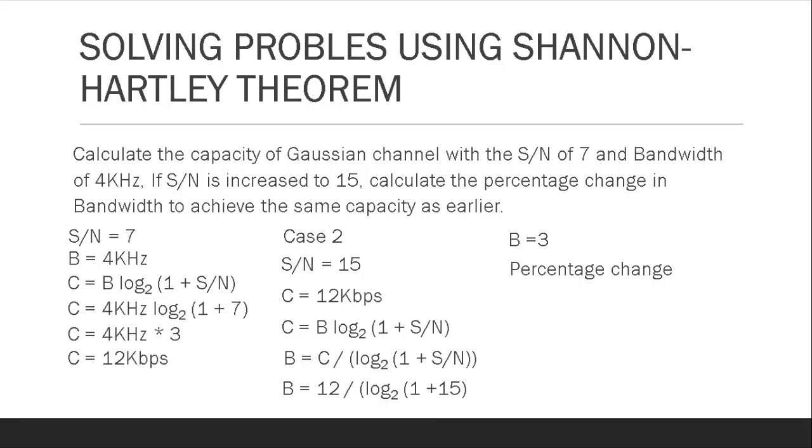And as stated in the problem here, we will calculate the percentage change in the bandwidth to achieve the same capacity as earlier, a capacity which is 12 kbps. For the percentage change, we will first give the initial bandwidth and the final bandwidth, and the computation for this will be initial bandwidth minus the final bandwidth all over the initial bandwidth multiplied by 100, which will become 25%. That is the percentage change of the bandwidth.